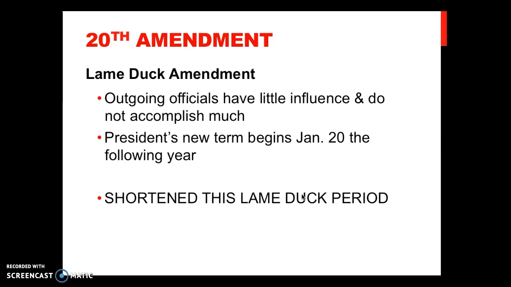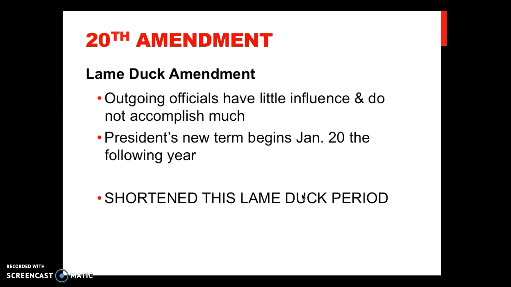20th Amendment, we call this the lame duck amendment. The way it used to be is, and we see this today with President Obama, usually the president's last year in office, particularly their last few months, they're kind of thought of as a lame duck time. Lame duck in short means they're still sitting in the seat, but they don't have a lot of power, especially after the November election. It's kind of bad form for the president to make a whole lot of changes right before he or she leaves office.